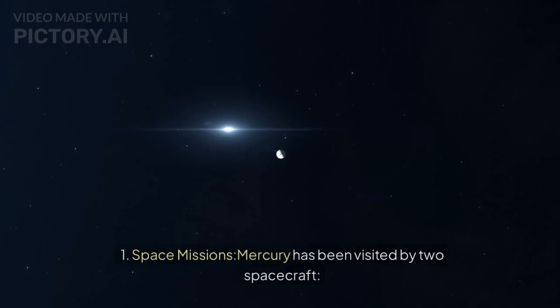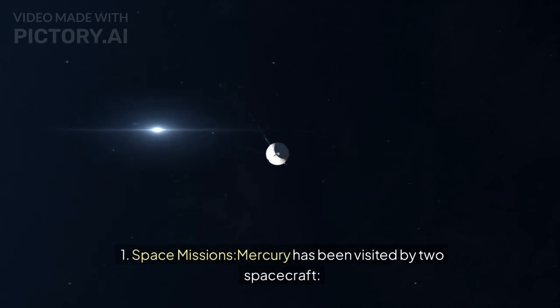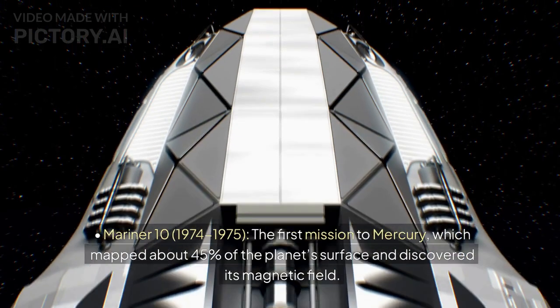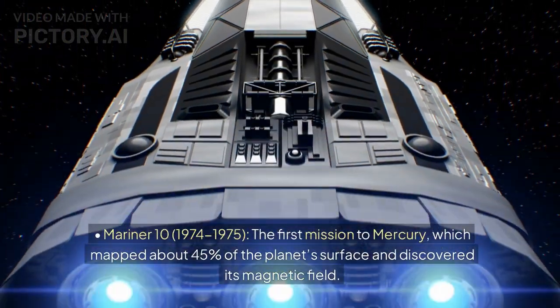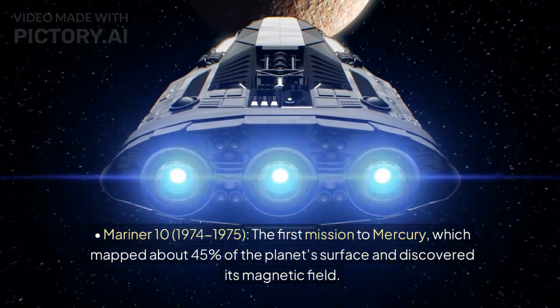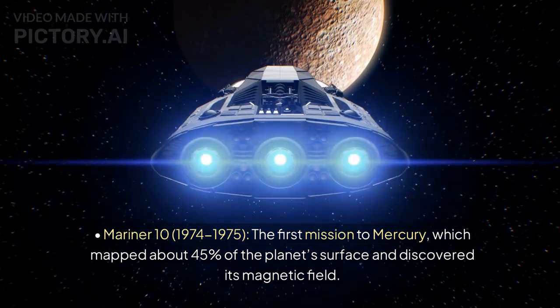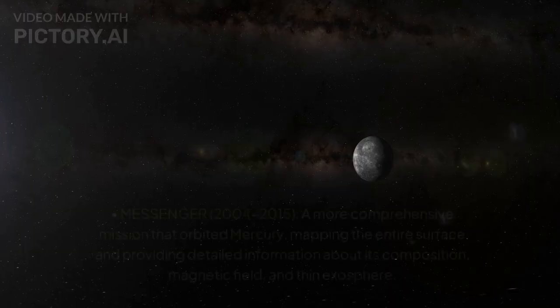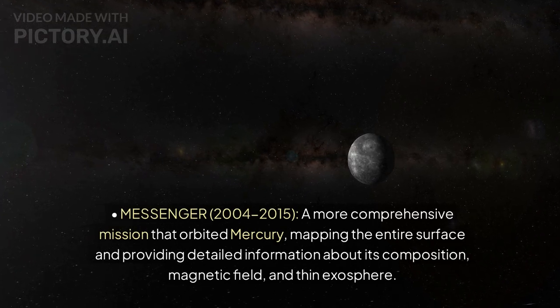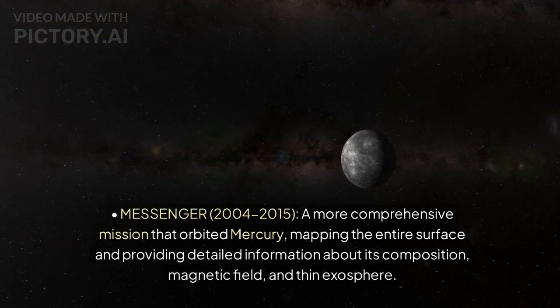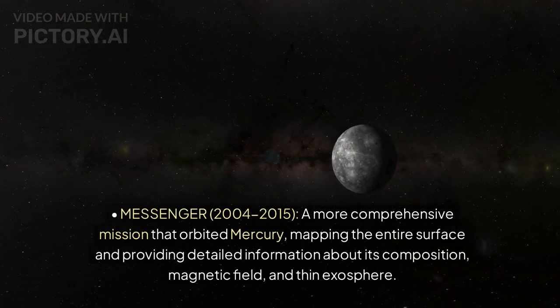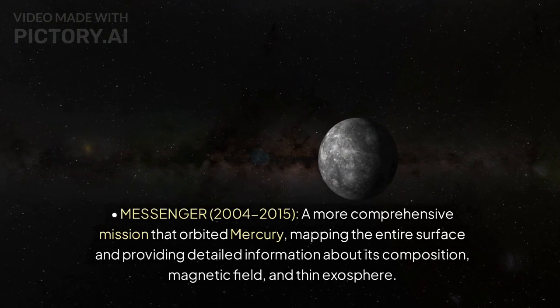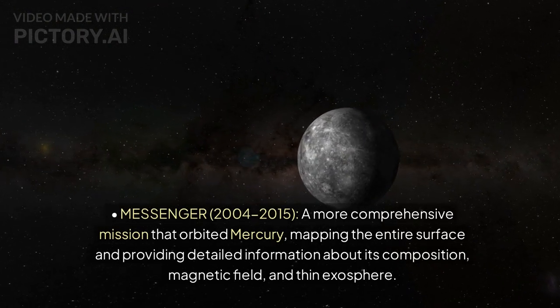Exploration. Space missions. Mercury has been visited by 2 spacecraft, Mariner 10, 1974-1975. The first mission to Mercury, which mapped about 45% of the planet's surface and discovered its magnetic field. Messenger, 2004-2015, a more comprehensive mission that orbited Mercury, mapping the entire surface and providing detailed information about its composition, magnetic field, and thin exosphere.